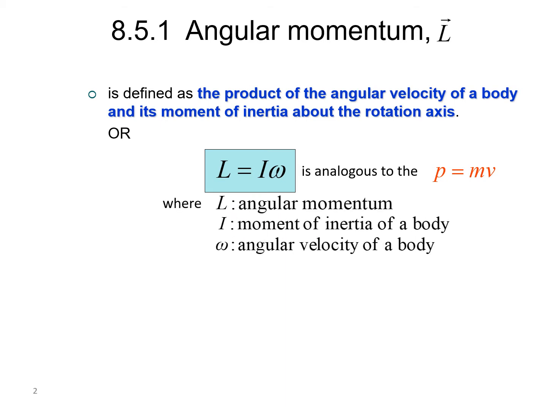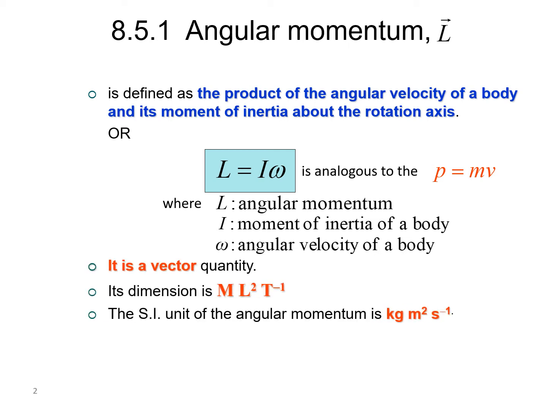So these are the definitions for the symbols, and then the characteristics together with the unit and dimension.